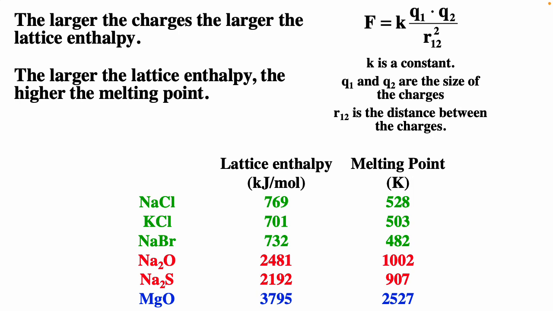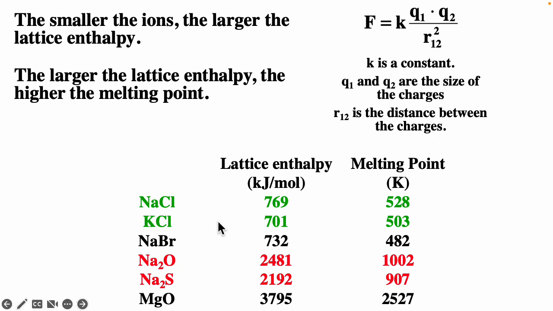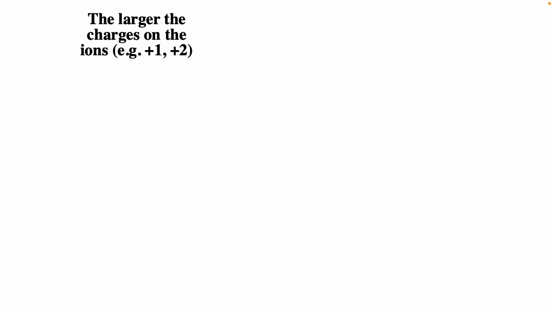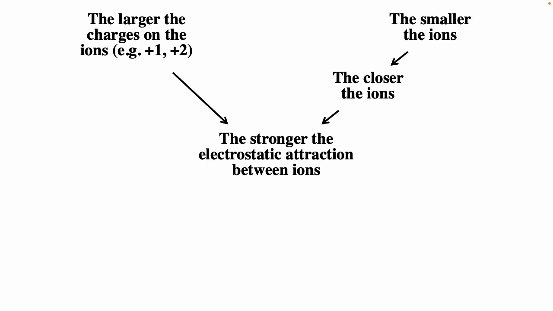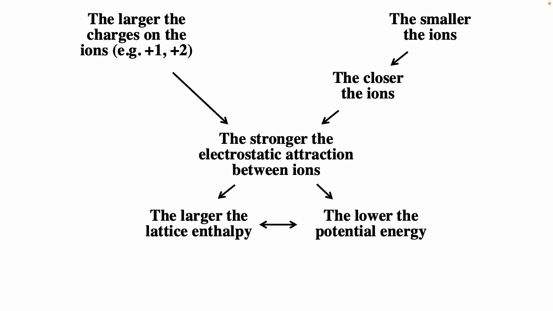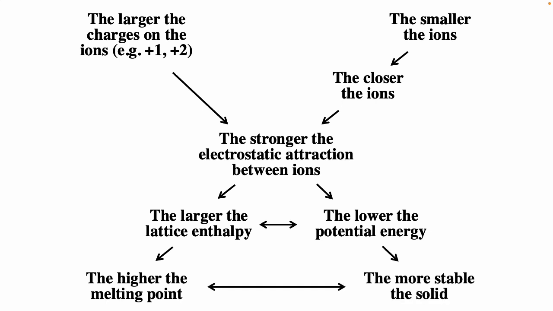Now, after charge comes size. The smaller the ions, the closer the ions, the stronger the interaction. Sodium is smaller than potassium, and oxygen is smaller than sulfur. The smaller, the closer, the stronger. The most important consideration is the absolute charge, so treat a +2 and a -2 the same. The larger the charge, the stronger the electrostatic attraction between the ions. The smaller the ions, the closer the ions, the stronger the electrostatic attraction. Again, we're just following Coulomb's law. The stronger the attraction, the larger the lattice enthalpy, the lower the potential energy, the higher the melting point, the more stable the solid, and the charge is the most important consideration.